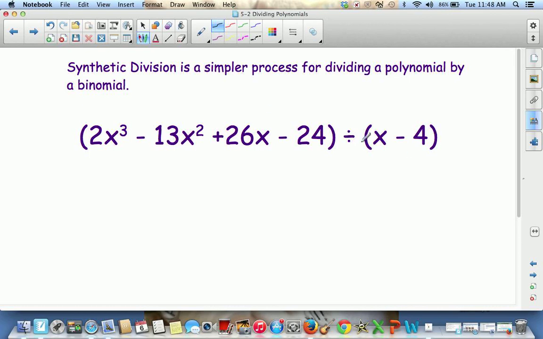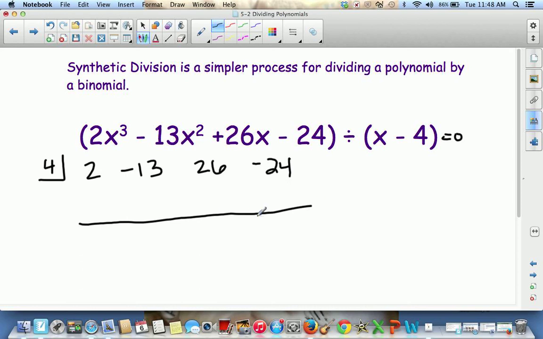And what you're going to do first is, if we have x minus 4 here, that coefficient always needs to be 1. If we were to set this equal to 0, x would be 4. So that's what we're going to put in our little, I like to call it a little hut right here. Then we're going to write out the coefficients of each x term, and in order. So starting with the highest exponent. So we have 2, negative 13, 26, and negative 24. Then we're going to write a line here, and then we're going to leave a little space for the remainder. The remainder goes right here, if there is one.